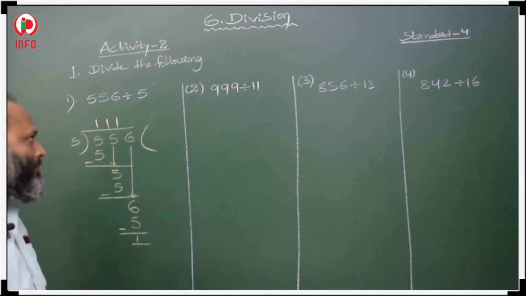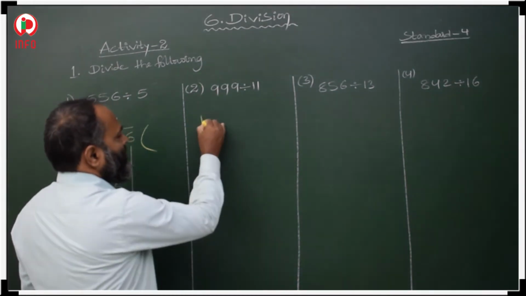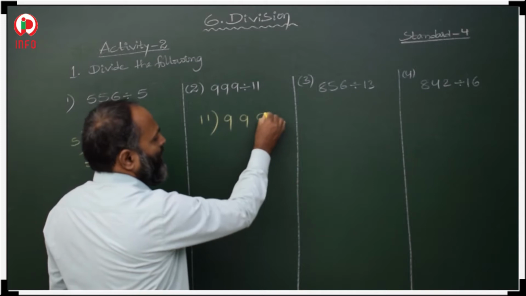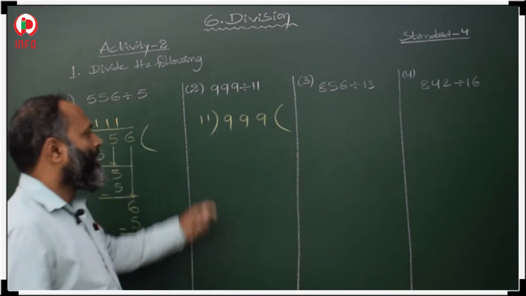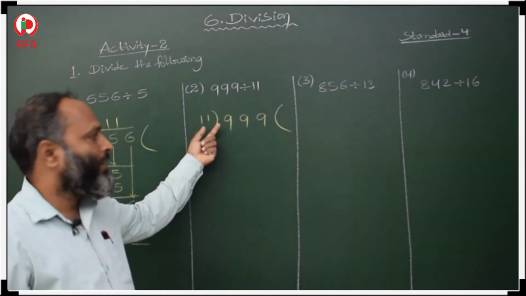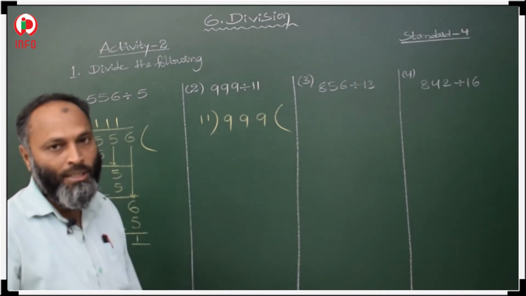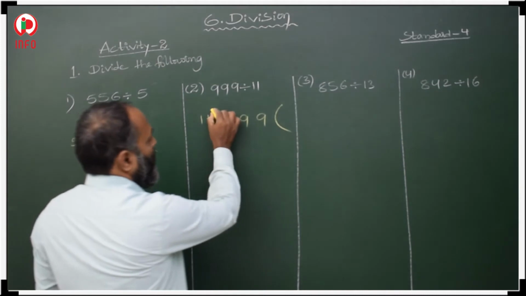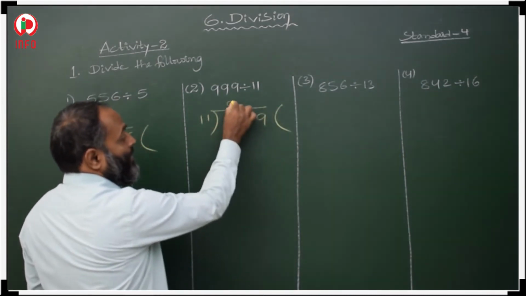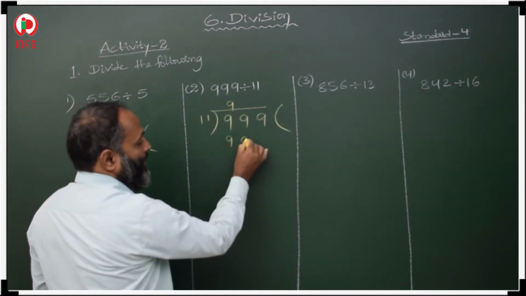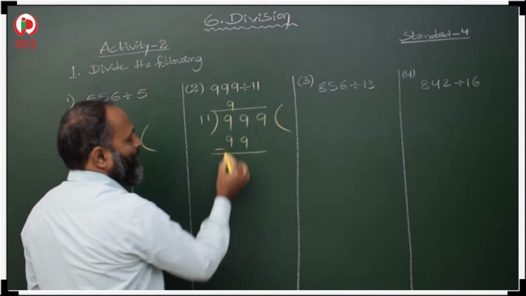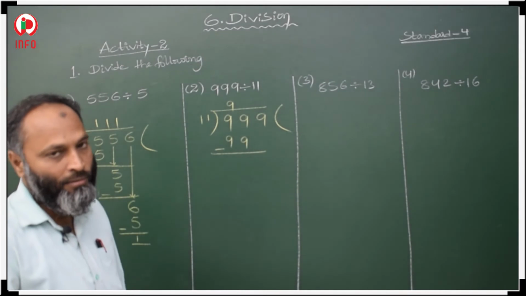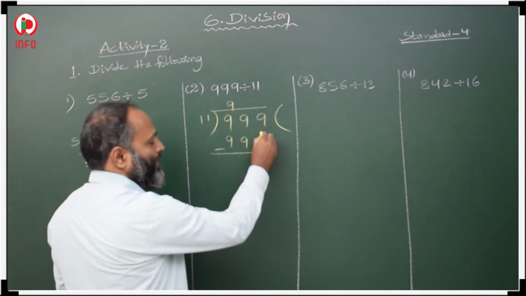Okay. Now 11 divided by 999. Here our divisor is a 2-digit number, here also we have to take 2 digits. Okay. 99. When you will get 99 in 11, 11 nines are 99, minus same number is 0. Then after that one number is left here.